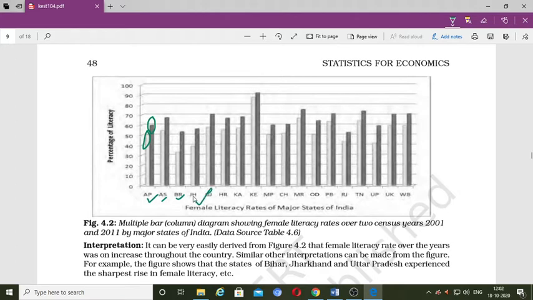These are different states, and from this multiple bar diagram you can easily compare the literacy rates over two different time periods. So this is the necessity of the multiple bar diagram: we can compare the data by constructing it.